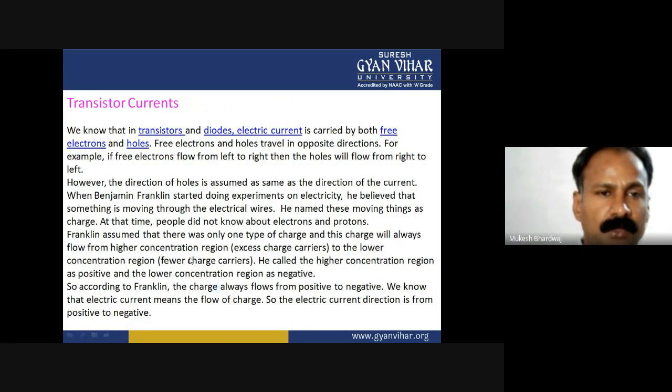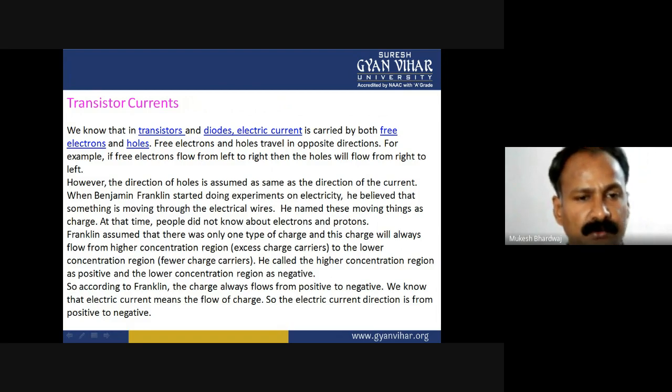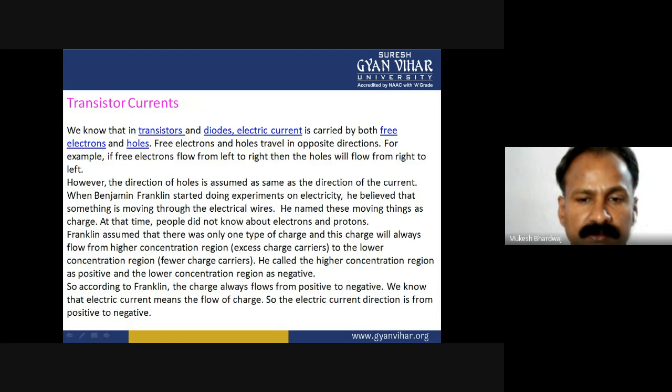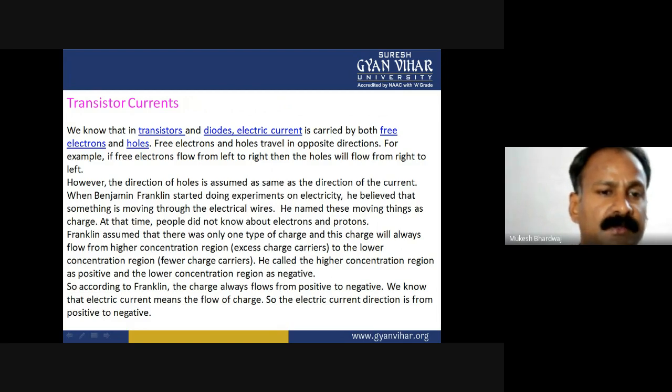Now, the topic: transistor currents. We know that in transistors and diodes, electric current is carried by both free electrons and holes. Free electrons and holes travel in opposite directions.